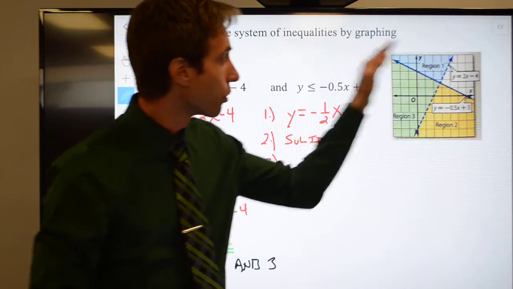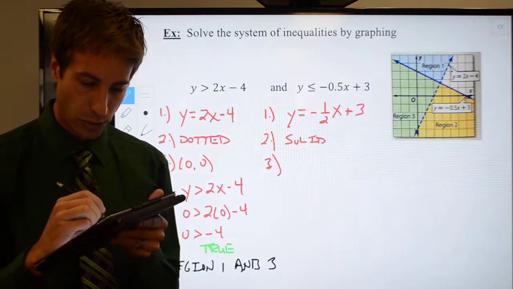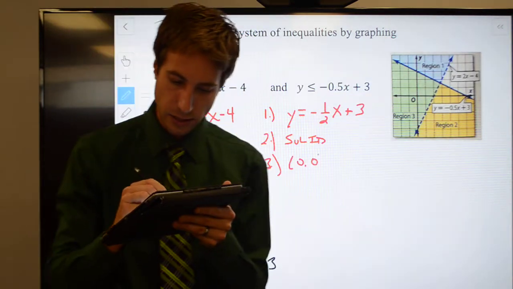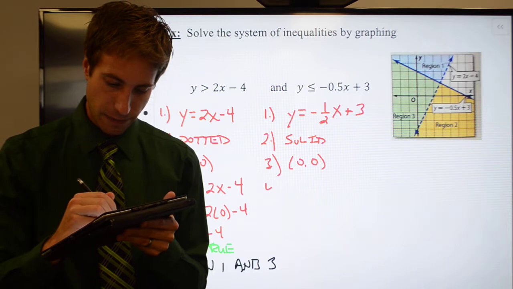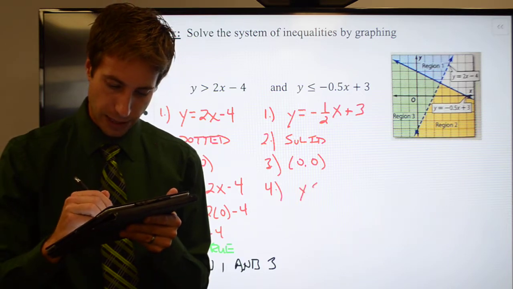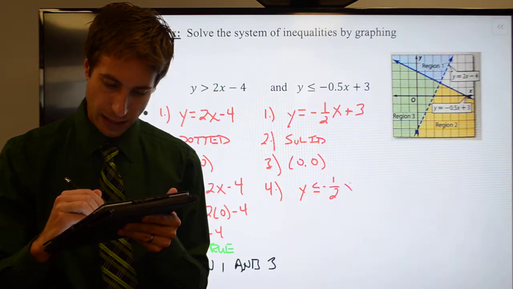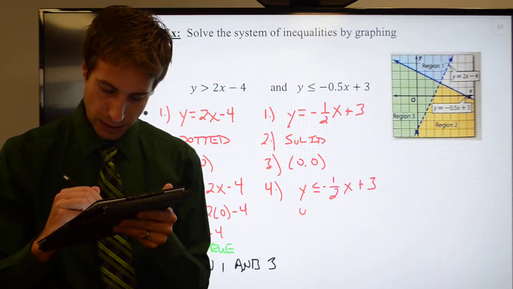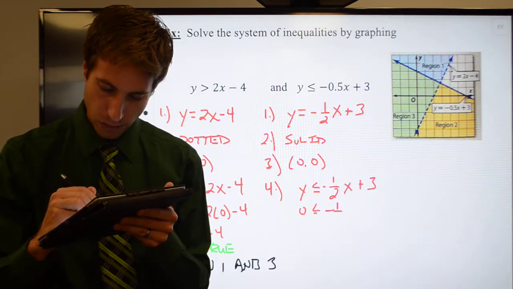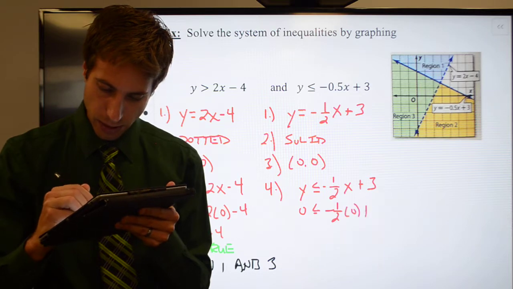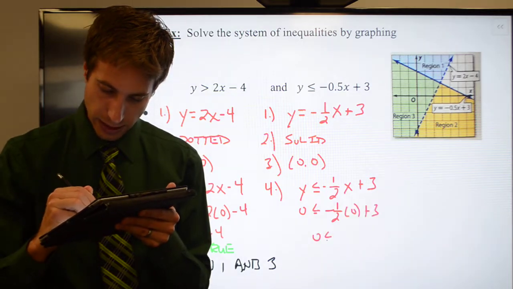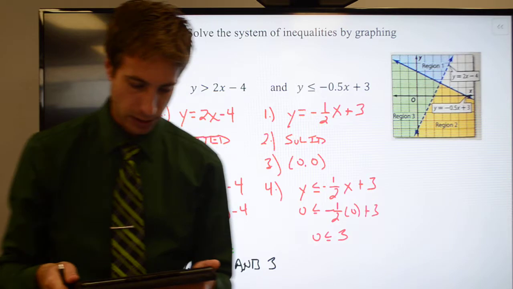Step 3: does my line go through 0, 0? It does not, so we will pick 0, 0, and now we plug it in. Step 4, so I have y is less than or equal to negative 1/2 x plus 3, which means 0 is less than or equal to negative 1/2 times 0 plus 3, which means 0 is less than or equal to a positive 3.